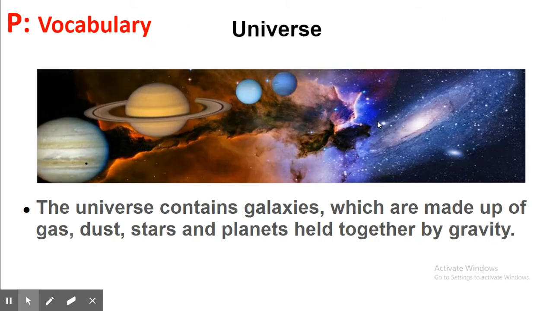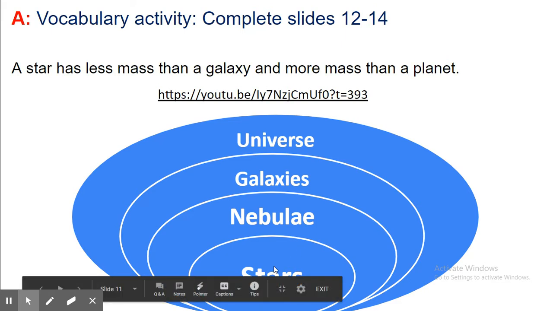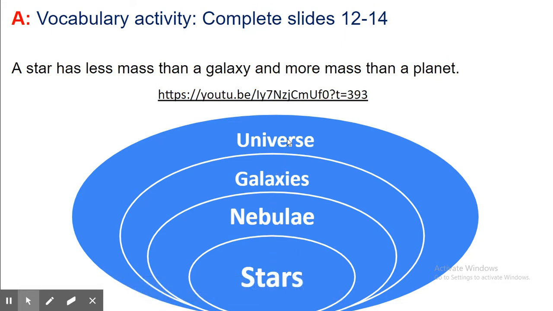Universe. The universe contains galaxies, which are made up of gas, dust, stars, and planets held together by gravity. Vocabulary activity. Complete slides 12 through 14. A star has less mass than a galaxy and more mass than a planet.